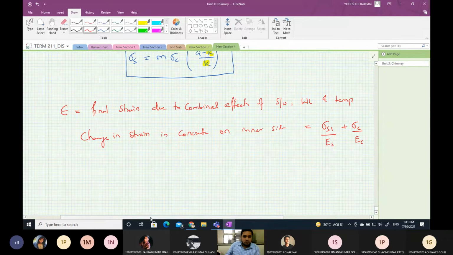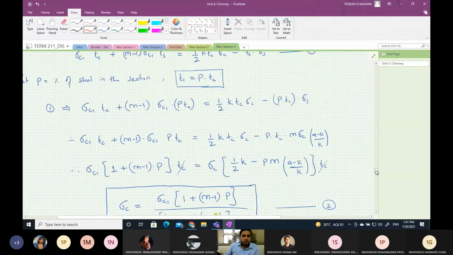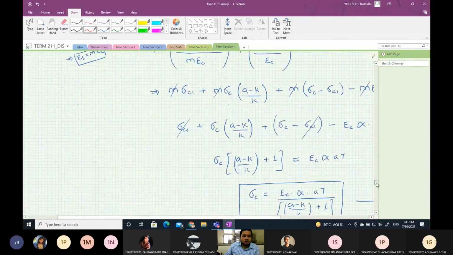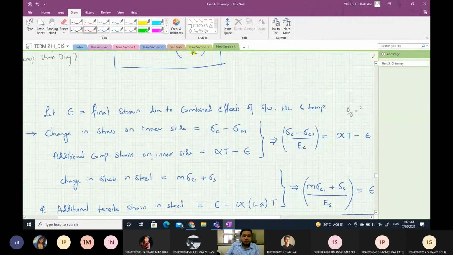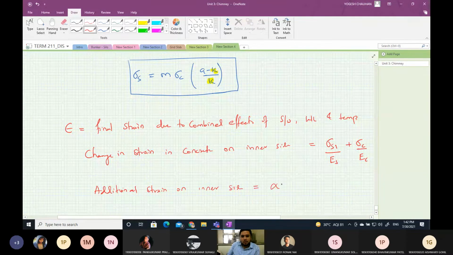Now this is compared with the additional strain, the additional compressive strain on the inner side, which is alpha T minus epsilon. So the additional strain on the inner side is equal to alpha T, where alpha T is the free expansion, minus epsilon.